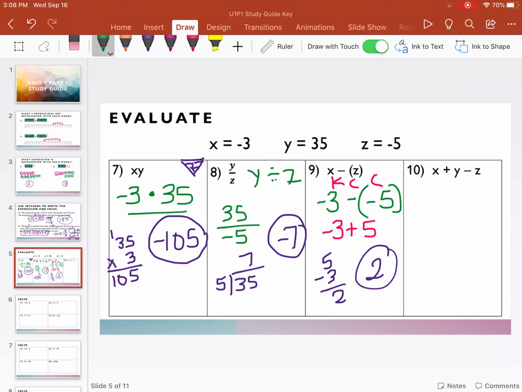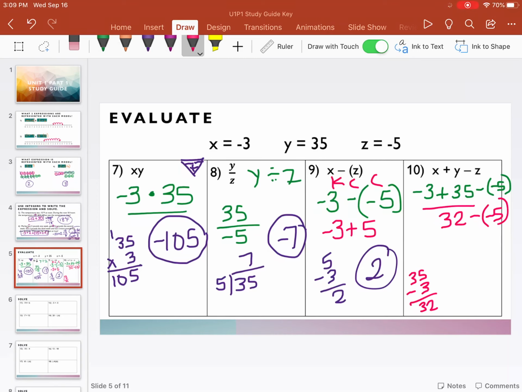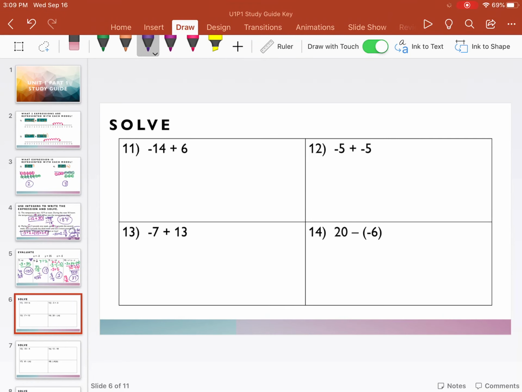Number 10, ooh, I got 3 steps here. So x plus y minus z. So x was -3 plus y was 35 minus z was -5. Okay, one step at a time. So -3 plus +35, different sign, subtract. So I'm really going to do 35 minus 3, which gives me 32. The larger number was the +35, so +32 minus -5. Okay, now this step, this is a keep, change, change, because it's subtraction, so it's really 32 plus 5. 32 plus 5 is 37, so 37 is my answer. Okay.